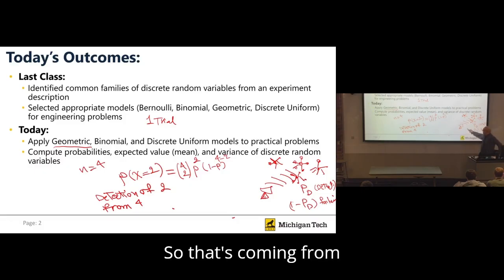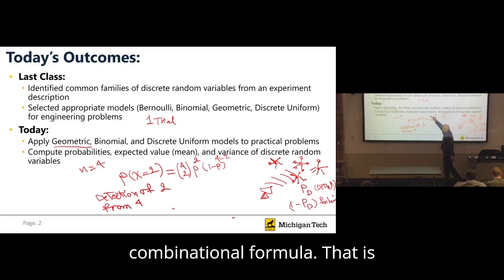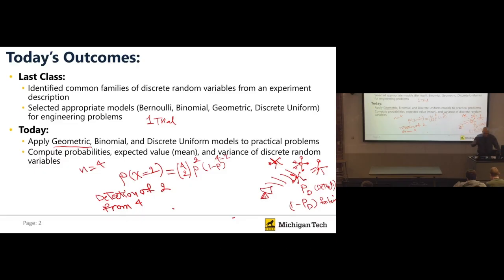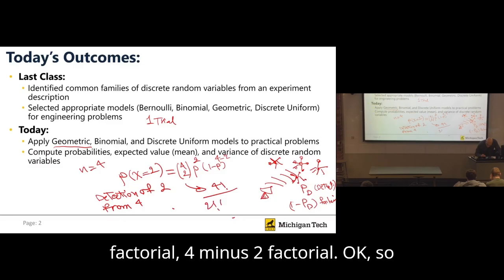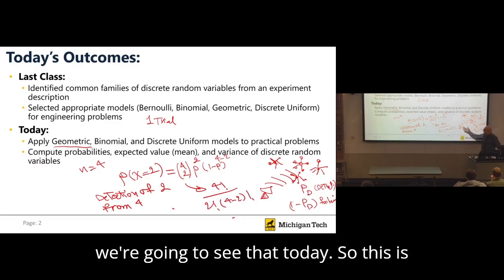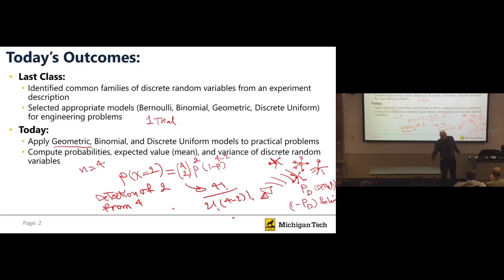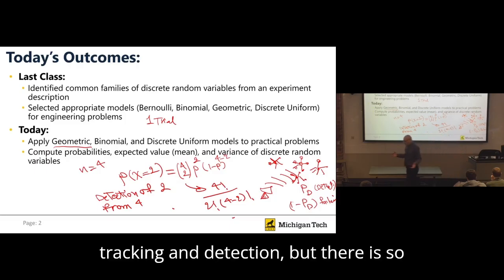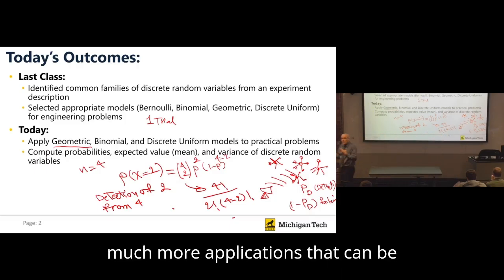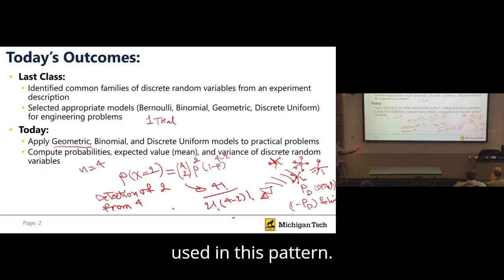So that's coming from the combinatorial formula. That is 4 factorial over 2 factorial times (4 minus 2) factorial. Okay, so we're going to see that today. This is another application of probability. This was for tracking and detection, but there are so many more applications that can use this pattern.